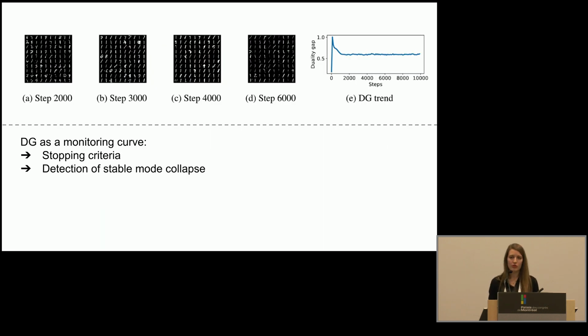What you can also do with the duality gap is detect stable mode collapse. Here we have a GAN that is trained on MNIST, and we find that after some number of steps, the generator just generates from one mode or a class, and here it is the digit 1. This is reflected in the duality gap trend such that we see a trend of convergence, but the value of the duality gap is higher than 0.